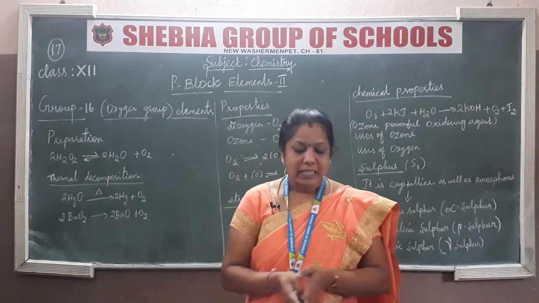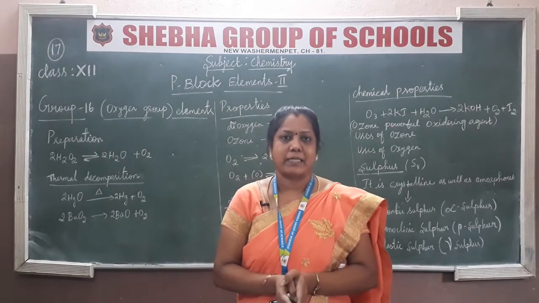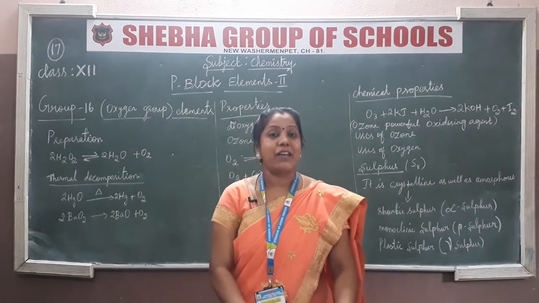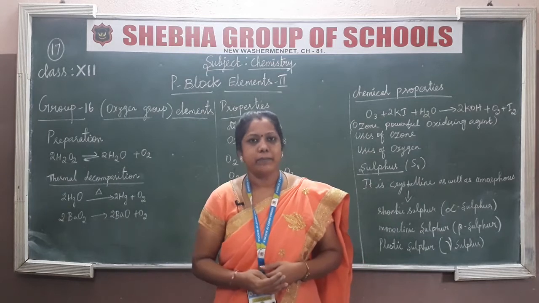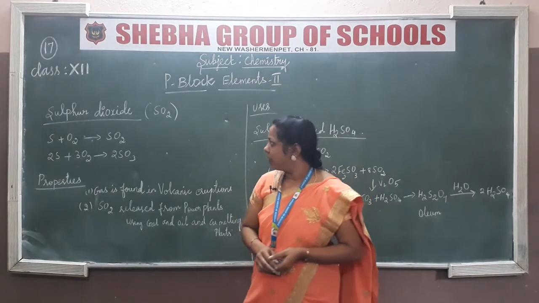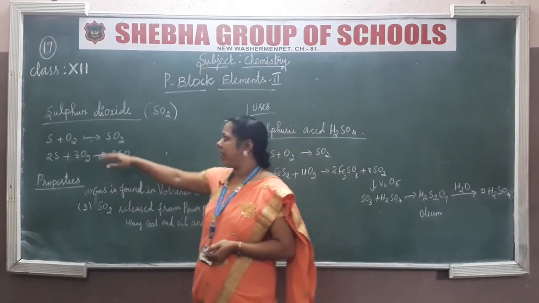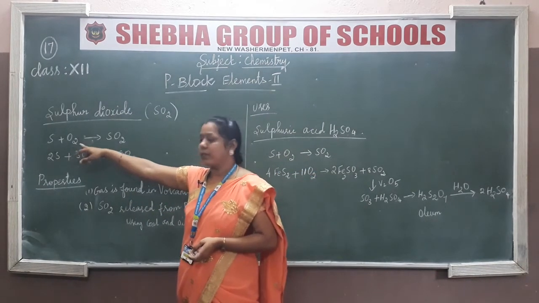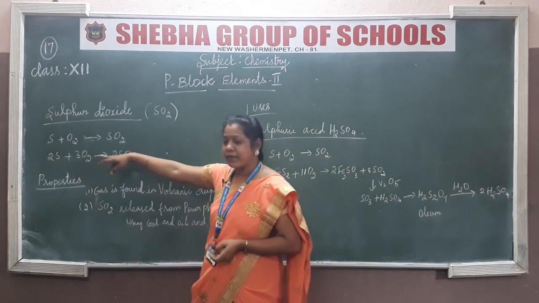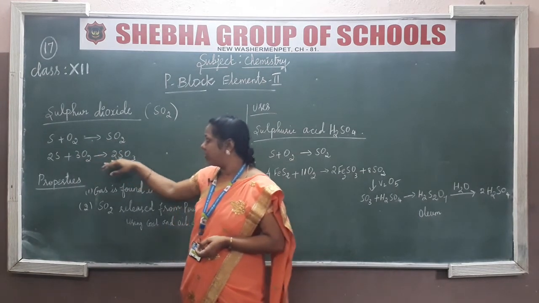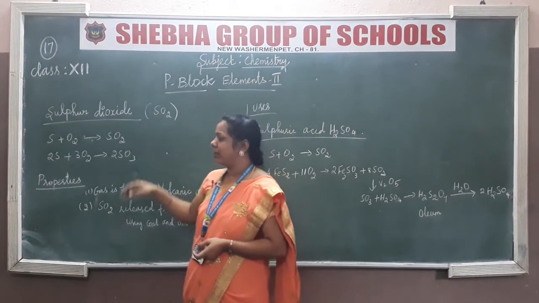And move on to sulphur dioxide. The chemical formula of sulphur dioxide is SO2. We go for its preparation and properties. We can get SO2 when sulphur reacts with oxygen, and 2 molecules of SO2 react with oxygen to give 2 molecules of sulphur trioxide. And these are the properties.